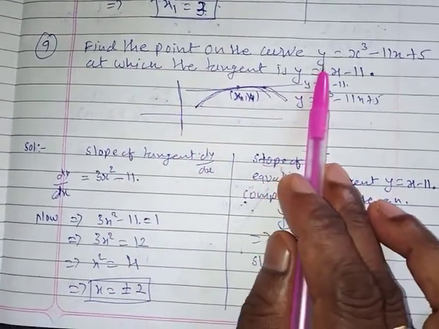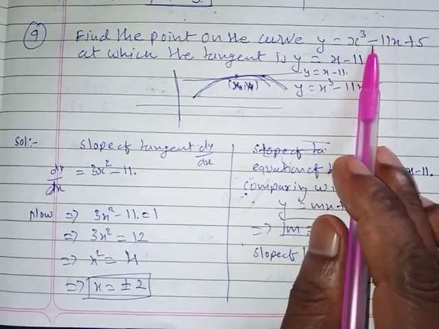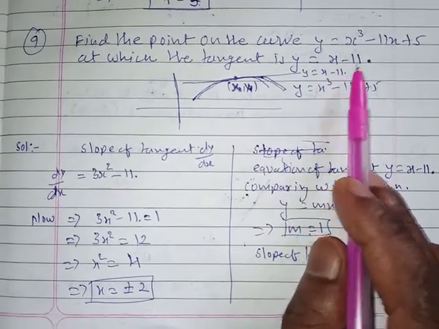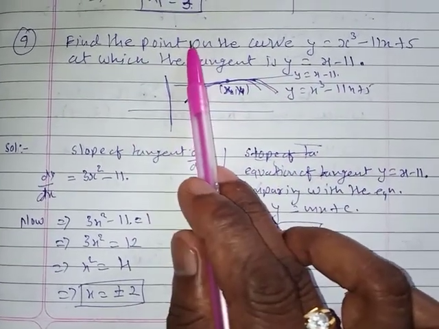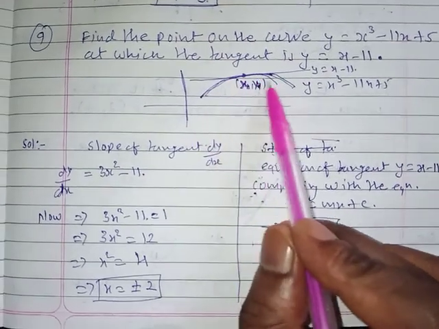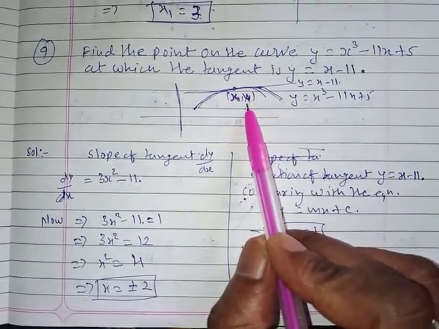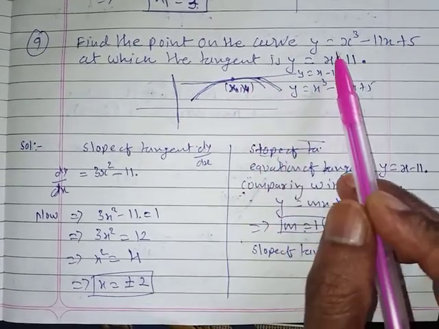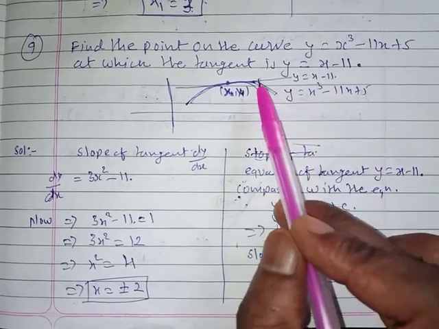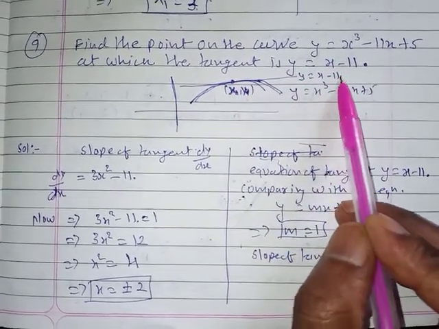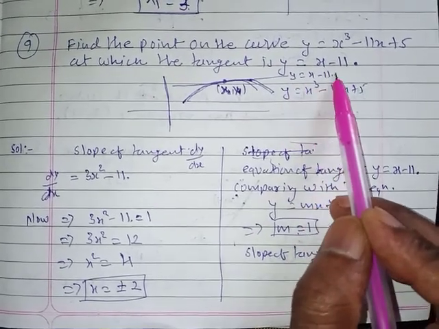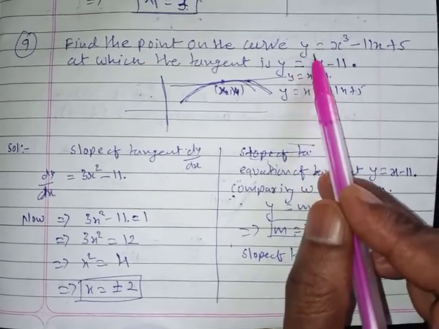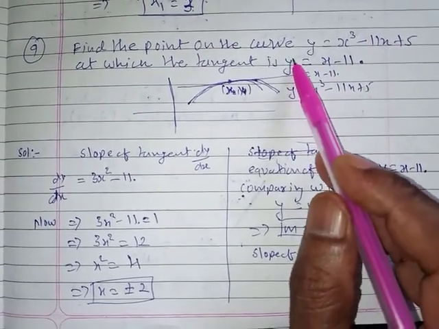Find the point on the curve y is equal to x cube minus 11x plus 5, at which the tangent is y is equal to this much. Is it? Now understand, we have to find x1, y1, we can say the point on the curve. Suppose the point on the curve is x1, y1. Here the equation of the curve is given. So from here we can find the slope, and even the equation is given here, from this equation dy by dx we will get the slope.